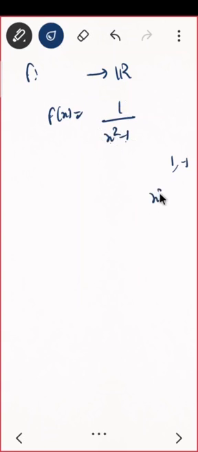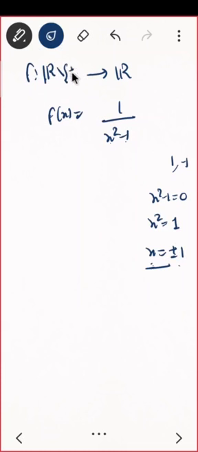You just solve this, x square minus 1 equal to 0. So what is the value of x? x will be plus minus 1. So the value of x equal to plus minus 1. These are the problem for me. So what will be my input now? My input now will be total R minus the two values, that is plus minus 1. They are the two values which are a problem for me, that is R minus {plus minus 1}. I have to exclude these values to make this a function. Correct?